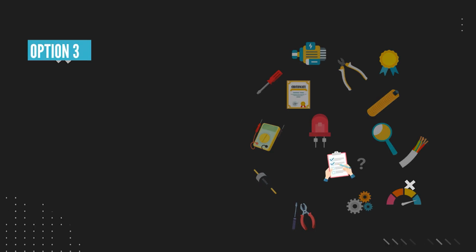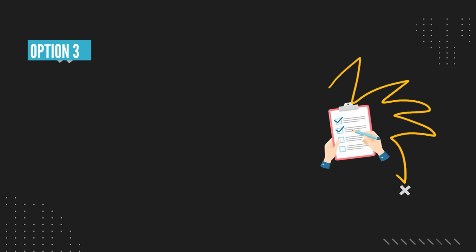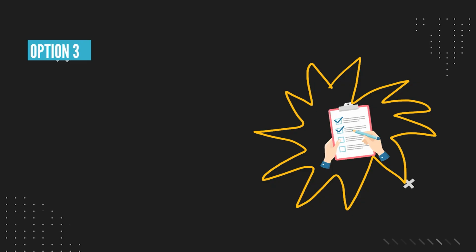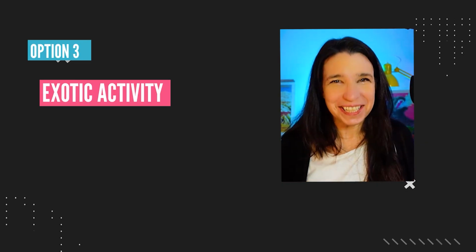Option 3 is when you have one bit of content that's important, but you can't really make a replayable system out of it because it's all by itself. In that case, you can make a standalone activity just to teach that one thing well. That's what we call an exotic activity, because it's unlike anything else in your course.